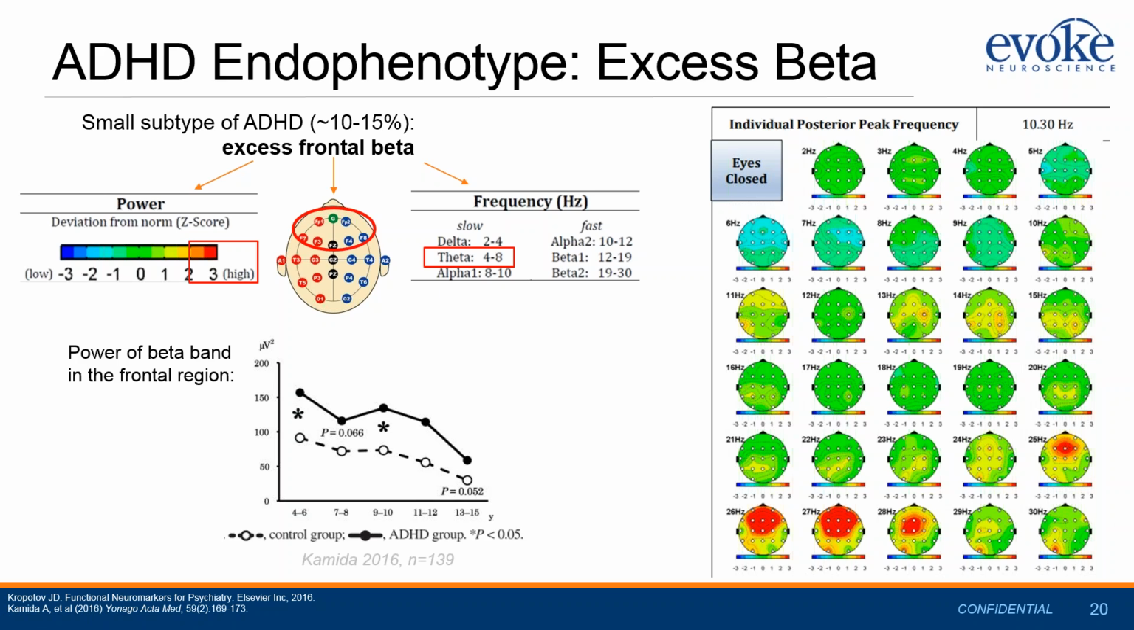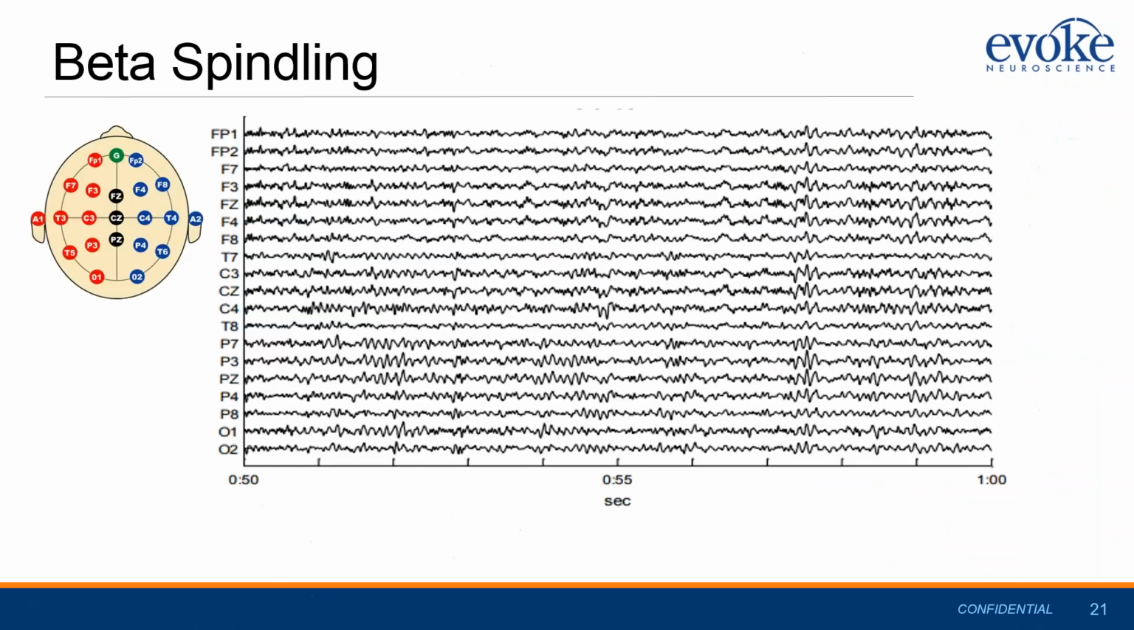Now, this was a study of just comparing a control group to an ADHD group, looking at the power of the beta band in the frontal region. And across different ages, our ADHD group has significantly higher power. So that's just a quick study to back up this excess beta endophenotype.